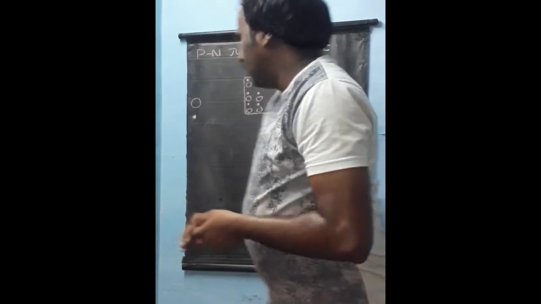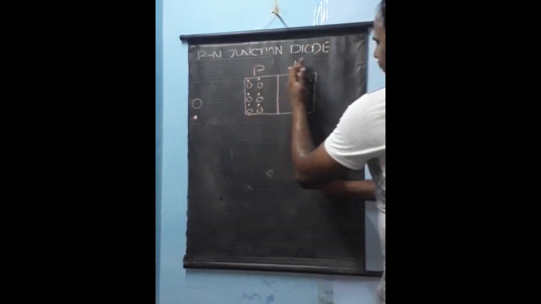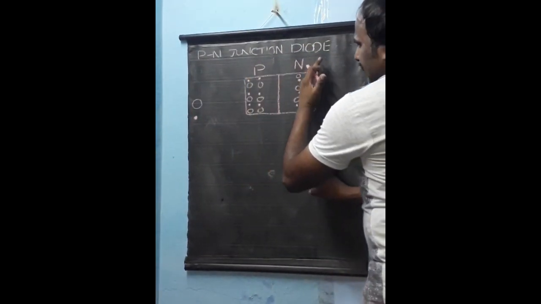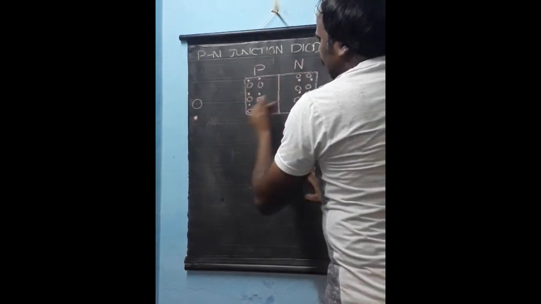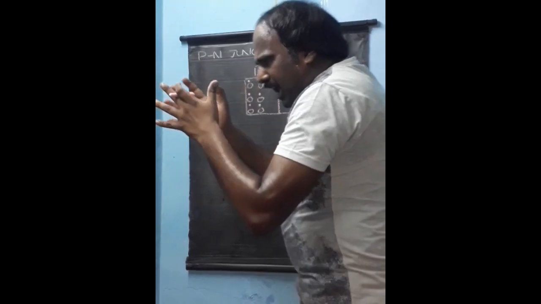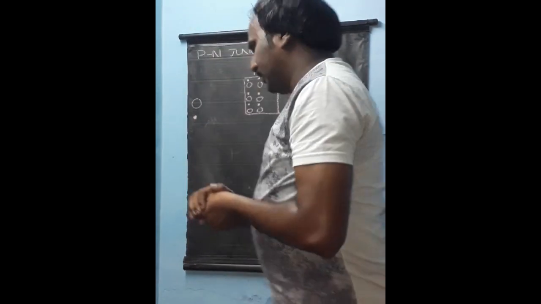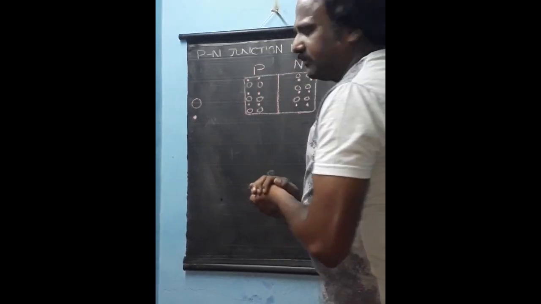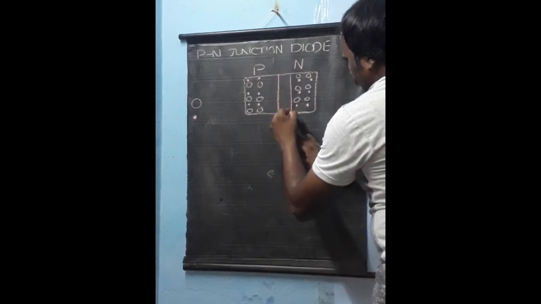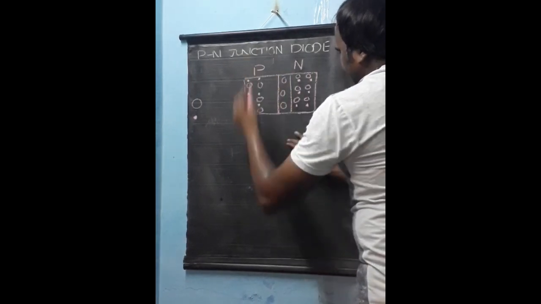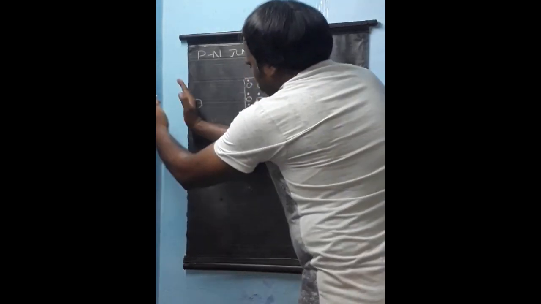Diffusion current. Holes from P diffuse into N, and electrons from N diffuse into P. Such a process is called diffusion, and the current produced due to hole and electron movement, as both are charge carriers, gives some current. Such current is called diffusion current. During diffusion, holes move towards this side, and electrons from N move towards this side.